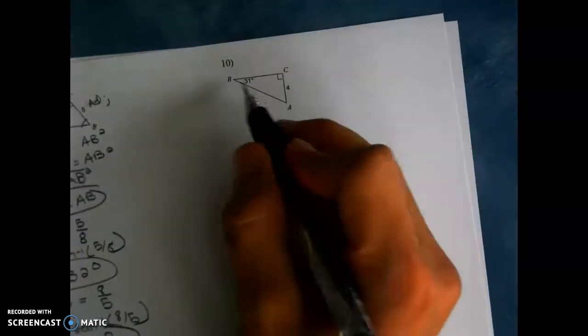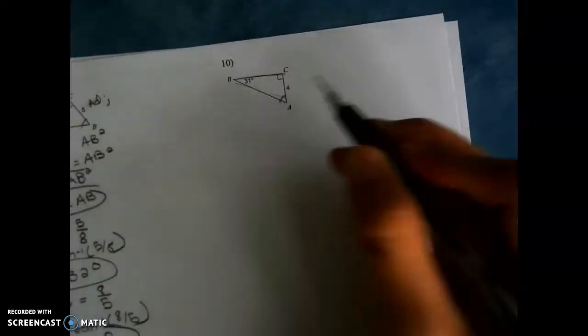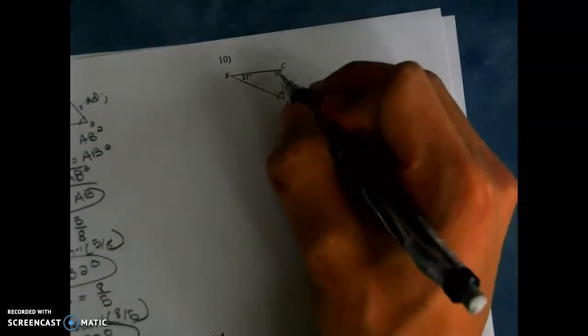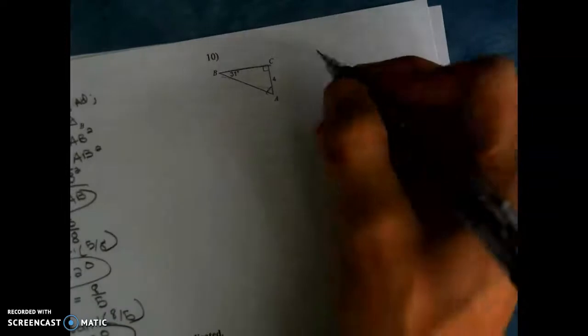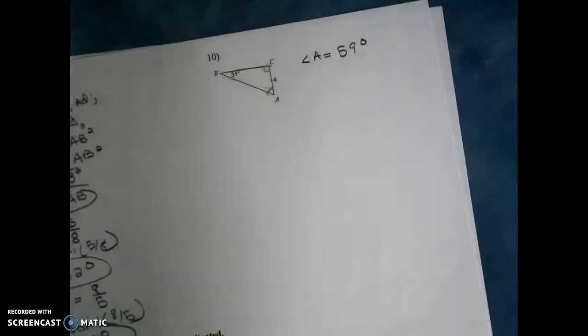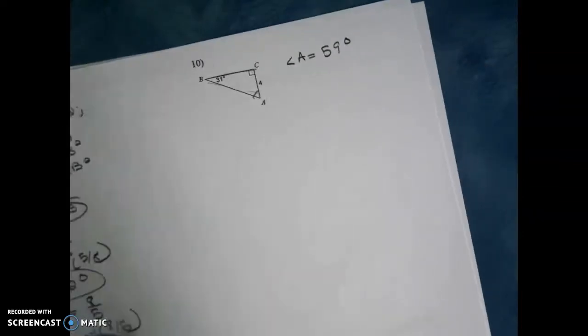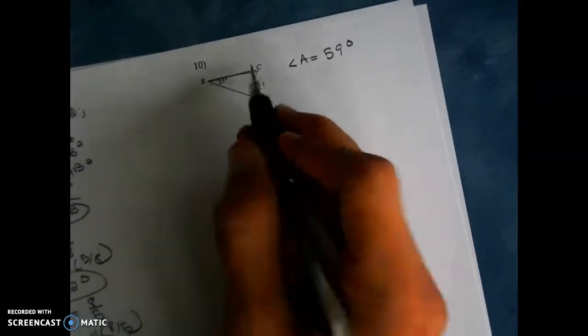Number 10, so we have to find this side, and this angle. So let's find angle A first. Remember, angle A plus this 90-degree angle plus angle B, they all must add up to 180. So I'm going to take 90 plus 31, which is 121, and subtract that from 180. So I get angle A is equal to 59 degrees. Okay, so we got the first one. Now let's try to find BC right here.